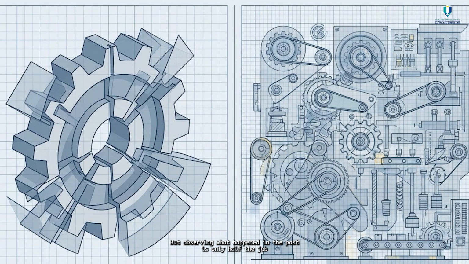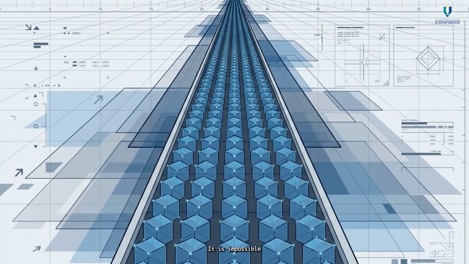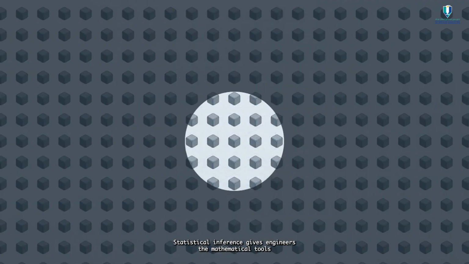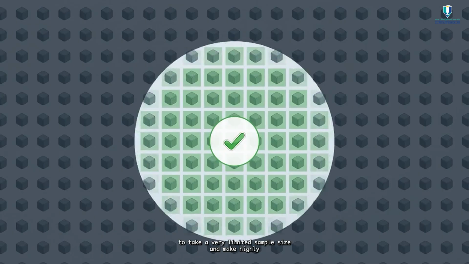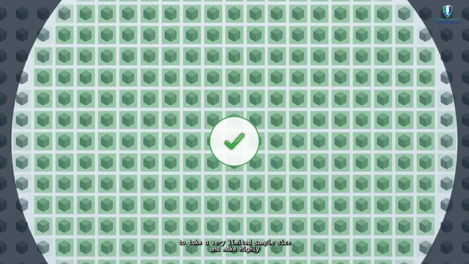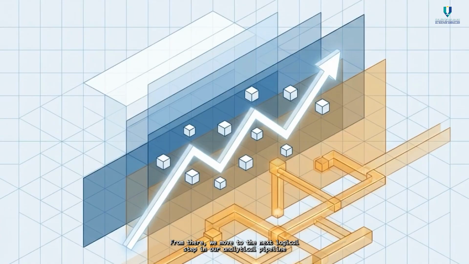But observing what happened in the past is only half the job. To understand the broader implications of these trends, we use statistical inference. It is impossible to individually test every single item coming off a production line. Statistical inference gives engineers the mathematical tools to take a very limited sample size and make highly confident decisions about the entire massive process. From there, we move to the next logical step in our analytical pipeline, regression analysis.